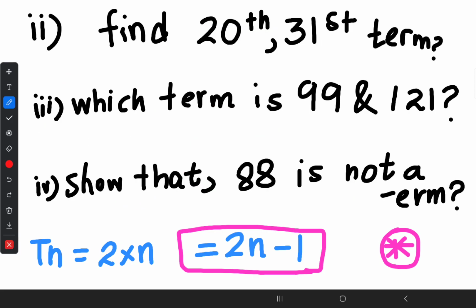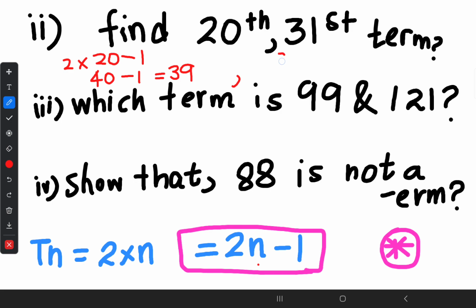Let's see. Find the 20th term. So we know our common term formula: Tn equals 2n minus 1. To find the 20th term, what do we need to do? Instead of n, you should substitute 20. So 2 multiplied by 20 minus 1. 2 multiplied by 20 was 40. 40 minus 1 equals 39. 39 is our 20th term.